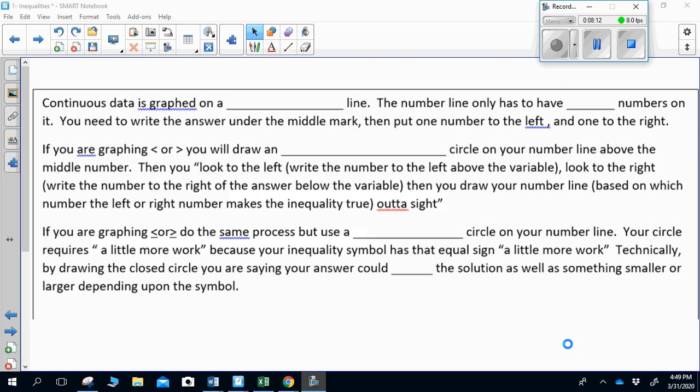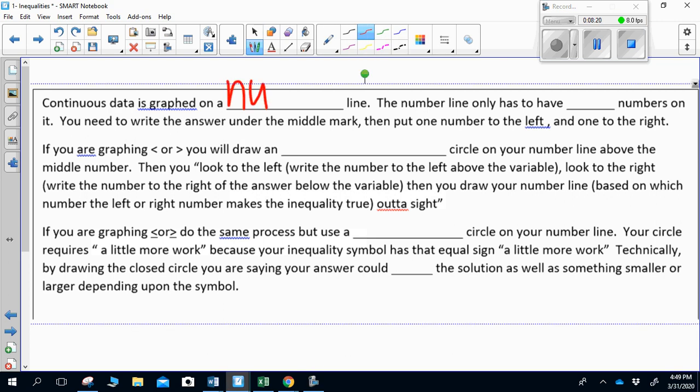All right, so at the bottom of the worksheet is what we're going to need for that last column. So it says continuous data is graphed on a number line. The number line only has to have 3 numbers on it. You need to write the answer under the middle mark, then put 1 number to the left and 1 to the right. So what that means is this.